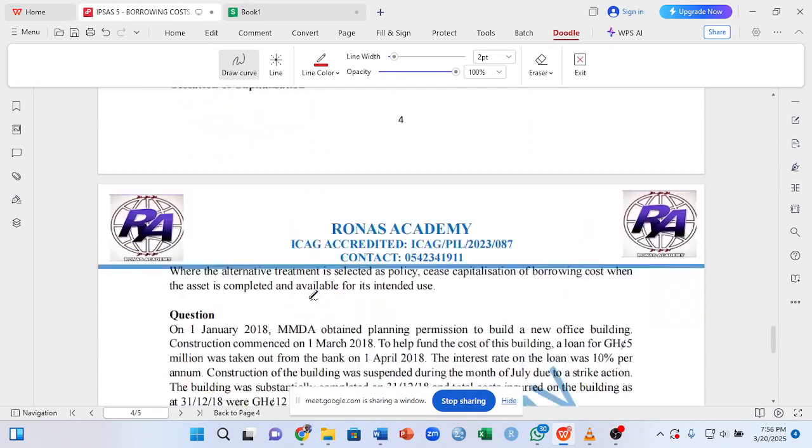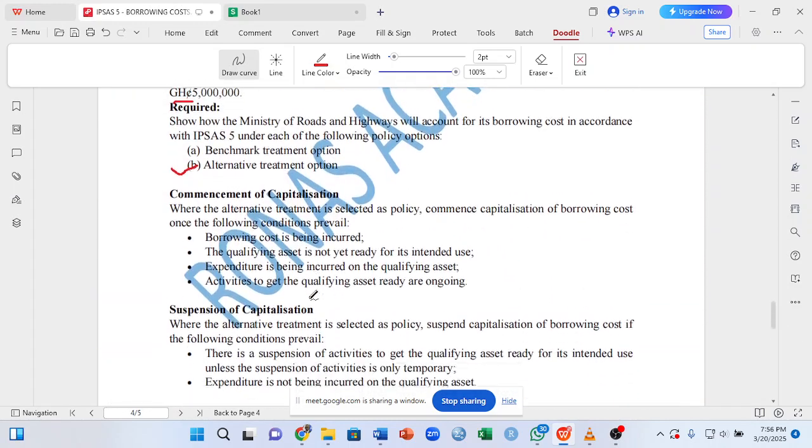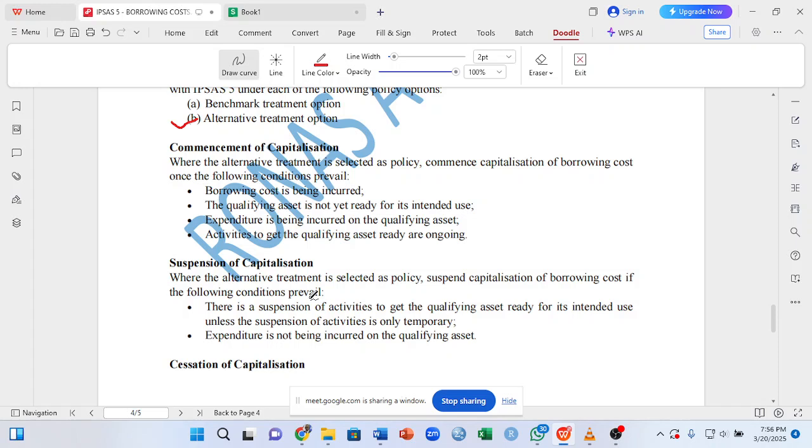Okay, so we have some theory here. The theory here is for you to know, under the alternative treatment, when to start capitalizing the borrowing cost, when to suspend, and when to cease. So these are some additional theories you need in case they ask you some theories under the IPSAS.